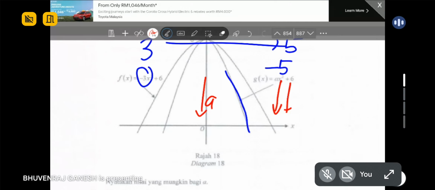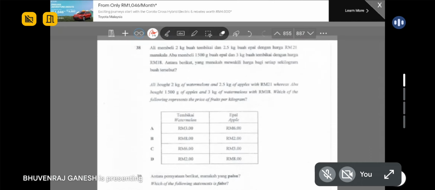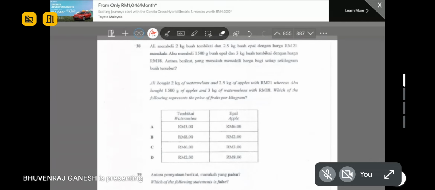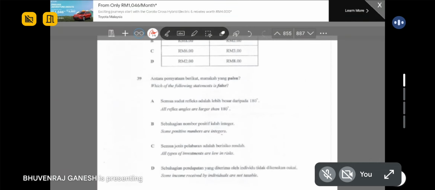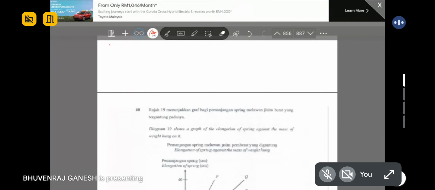Okay, smaller value of A, the narrower the curve. Okay. So basically you can consider negative lah. Kamu boleh ambil kira nilai negatif. Okay, so A berkurang, graph tu jadi lebih sempit. For A less than 0. Okay, understand guys? Dapat? Okay, so 38 tak ada. 38 tak ada. 39 also tak ada lah. Simple only. Okay, and then last one, 40.